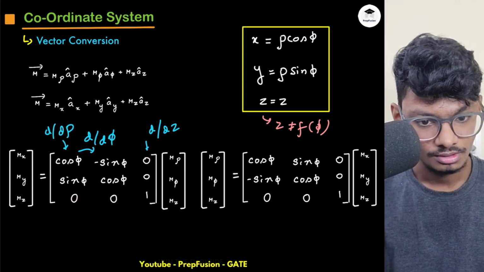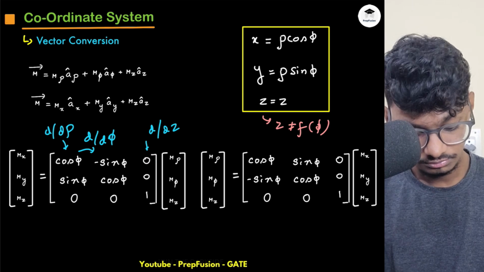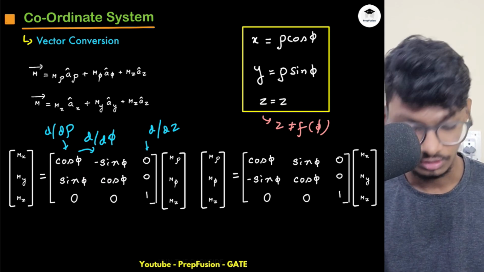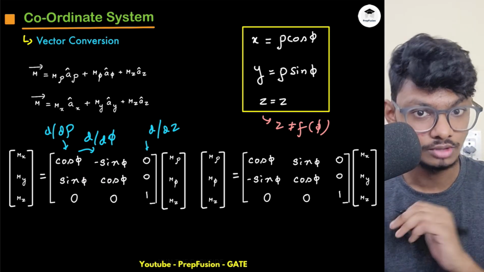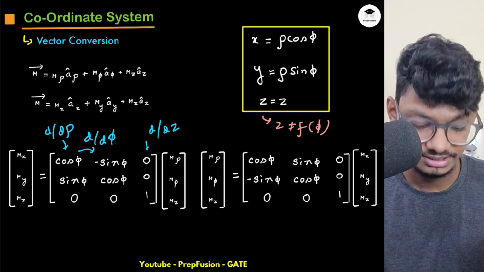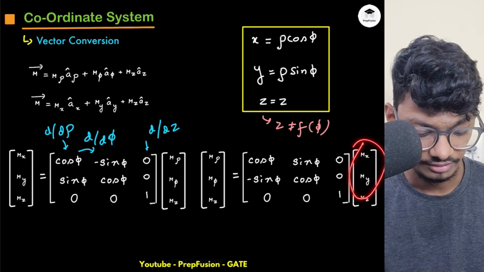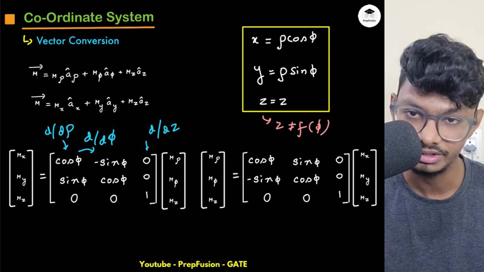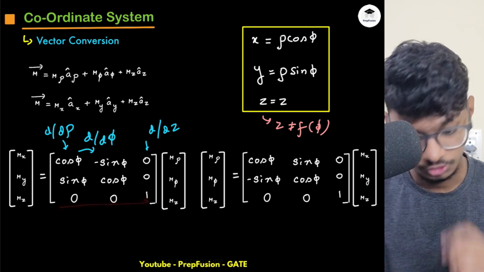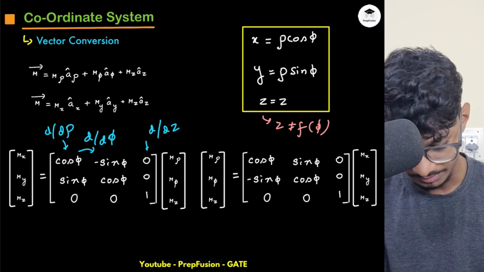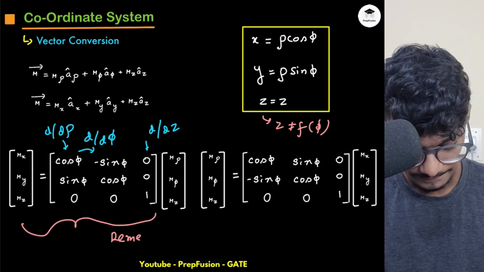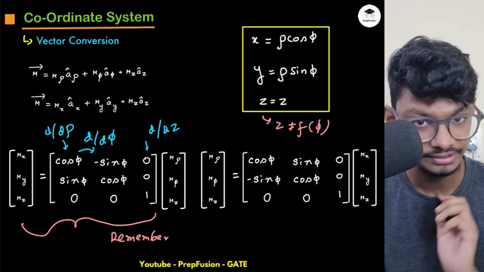and all the other elements will be 0. Now, if I want to go the other way around, so this is the conversion for cylindrical to Cartesian. So you might say, sir, what is the conversion for Cartesian to cylindrical? If I have Cartesian and I want to convert to cylindrical, how will you go about it? What you will do is, you remember this. Only you have to remember this portion. And how to remember that also I have told.